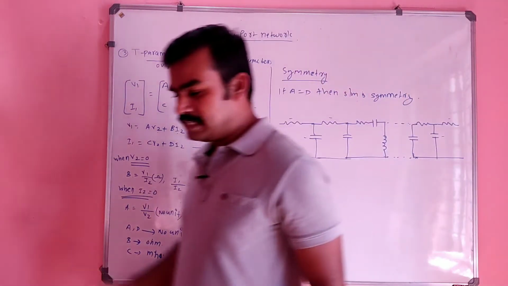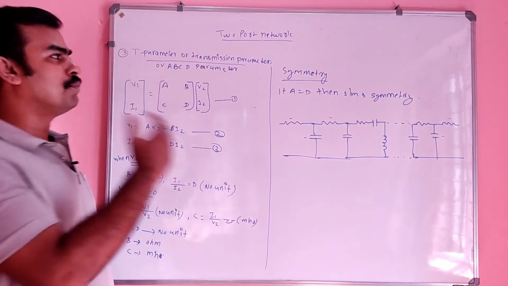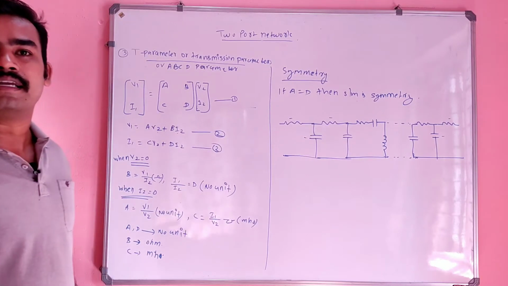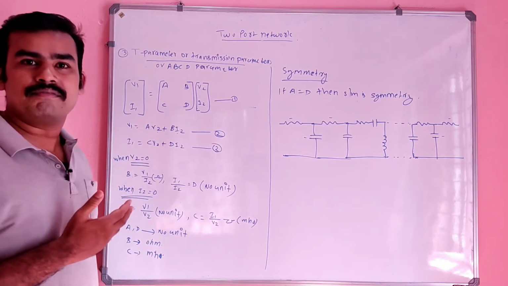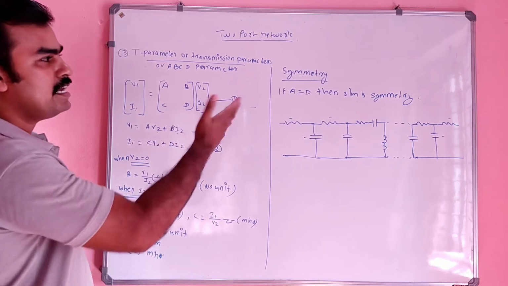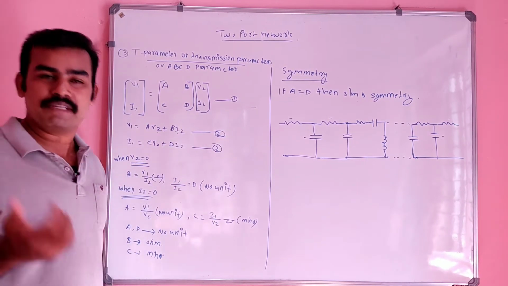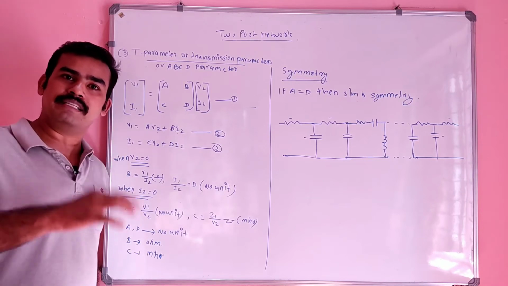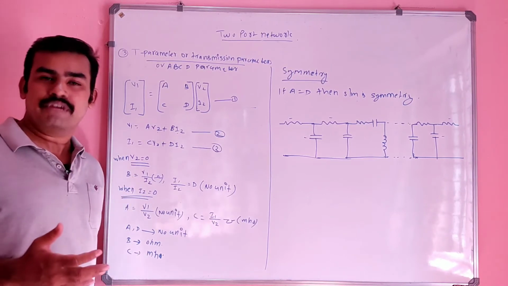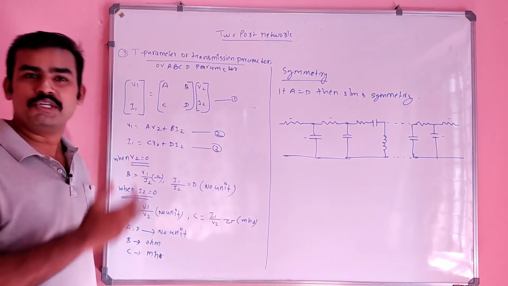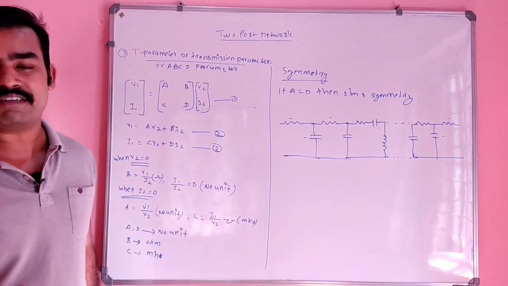Is it clear? So if A equal to D, then we can say that it is symmetry. In some examination, a one word question may directly ask what is the condition for symmetry by using ABCD parameters: A equal to D, A equal to B, B equal to C, like that you will have some options. So A equal to D is the answer.